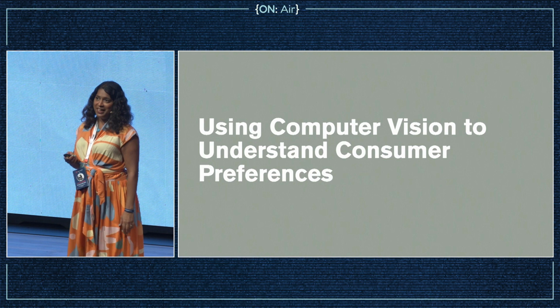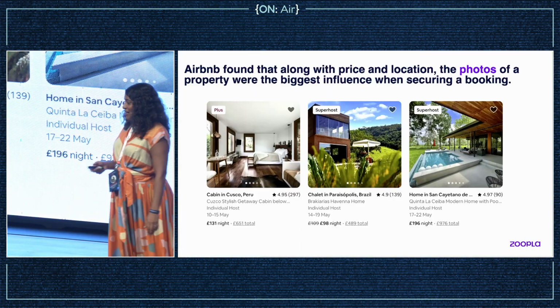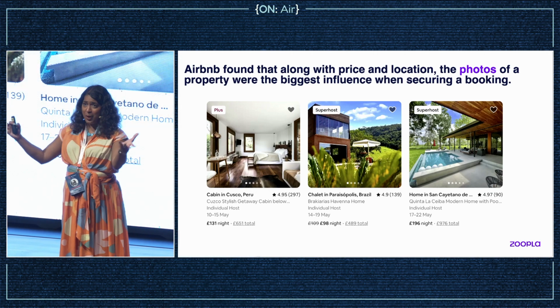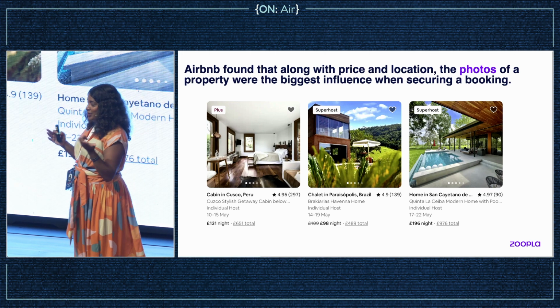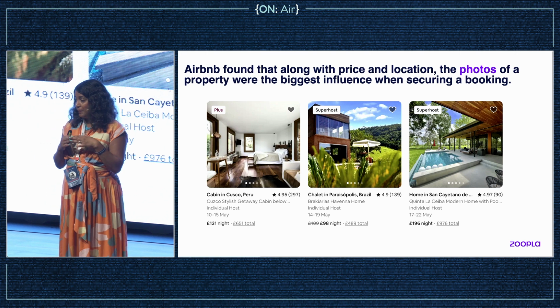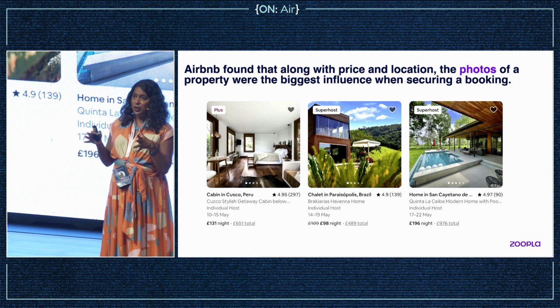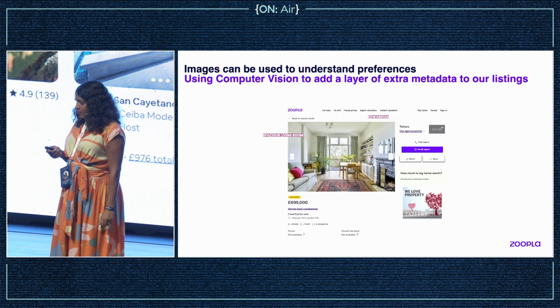Another way we can use computer vision is to understand consumer preferences. With Airbnb, when you go on there, the first thing you'll notice is all the images of the properties are so beautiful. They noticed that, along with location, the photos of the property were really important to help people get that booking secured. So the images are playing a big part in that conversion.